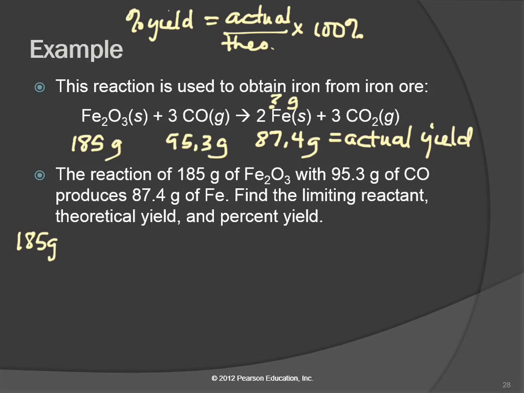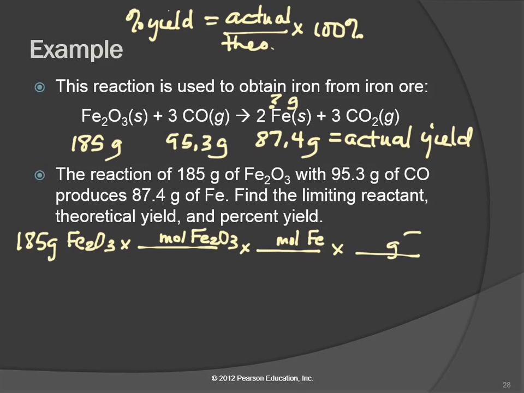185 grams of Fe2O3. I want to convert that to moles of Fe2O3. And what's the next unit? Moles of Fe. So this is what we're interested in, and so we're going to take this to that. Grams to moles to moles to grams. So I got to moles, and then I'm going to get to grams of Fe.